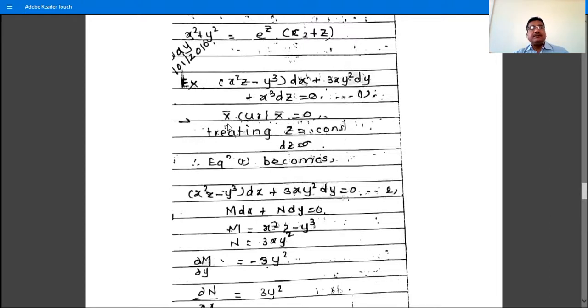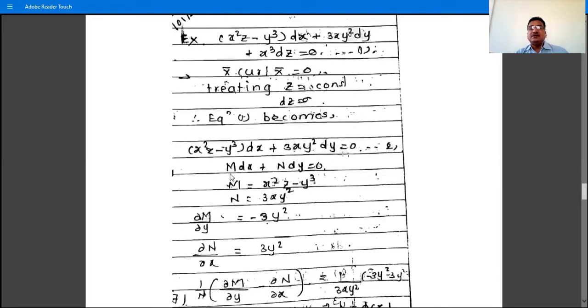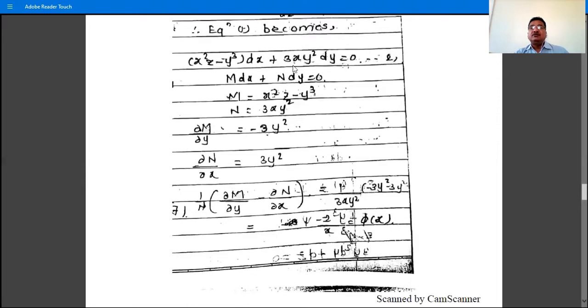So check whether x̄ · curl x̄ is 0 first. Then treat z as constant, therefore dz is 0. After substituting dz is 0, we have this equation, and we have to solve it. So M is this, N is this after comparing. So ∂M/∂y is minus 3y², and ∂N/∂x is what? 3y².